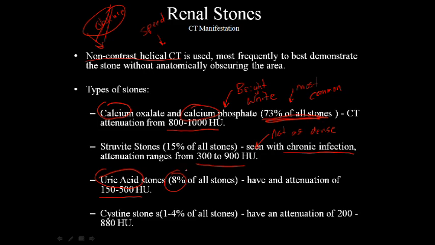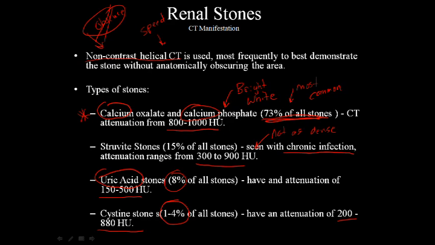And then last is cystine stones, which are perhaps the least common of all stones, and have an attenuation value of 200 to 800 Hounsfield units. But typically, you're not going to see somebody measuring what type of attenuation factor. It's something that you could do, and I would say for your quiz or exam, you definitely want to know the Hounsfield units for all of these.